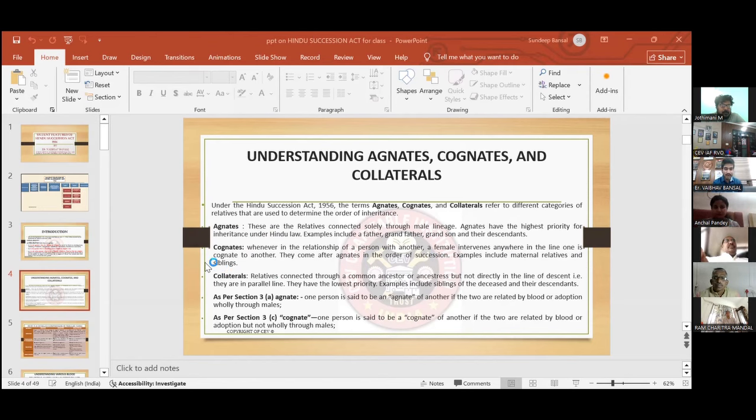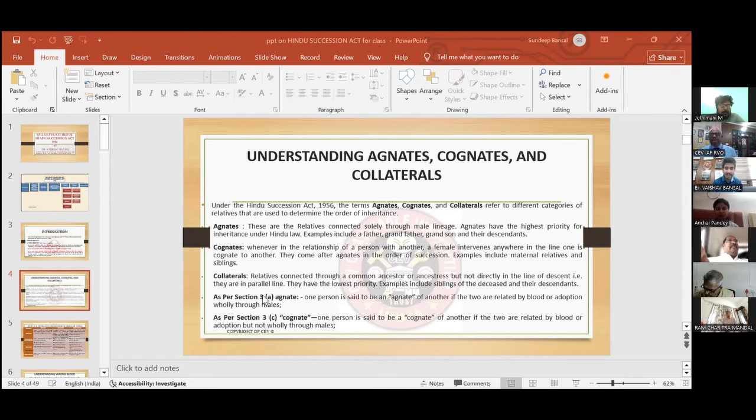The next term is collaterals. They are relatives connected through a common ancestor or ancestors, but not directly in the line of descent. That is, they are in a parallel line. They have the lowest priority. Examples include siblings of the deceased and their descendants.